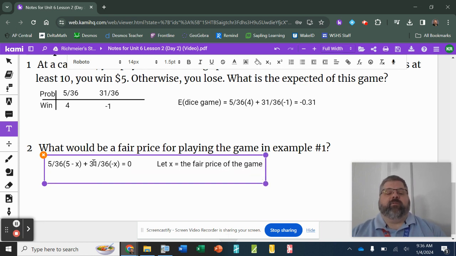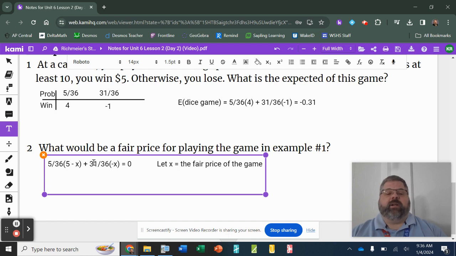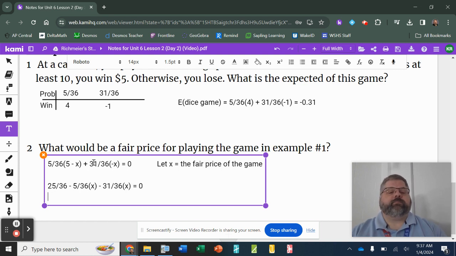So now I've written an equation for it. I've represented this with an equation, and now I'm going to solve it. So I would end up with 25 over 36, that's 5/36 times 5, minus 5/36 x, and then minus 31/36 x is equal to 0. So all I've done here is distribute the 5 over 36 across the binomial 5 minus x. And then I multiplied the 31 over 36 times the negative x, or the opposite of x.